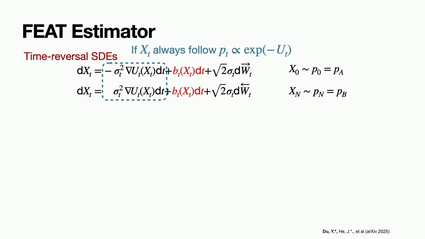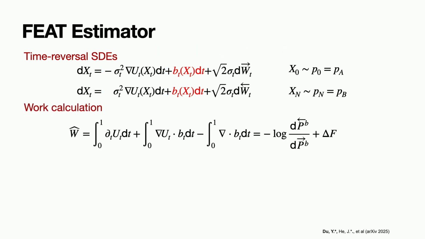And in optimality, xt always follows the exponential of negative ut. But here, ut can be predefined or ut can be learned, which I will show in the next slide. All right, and on the next slide after this. Well, if we have this time reversal, actually you can.